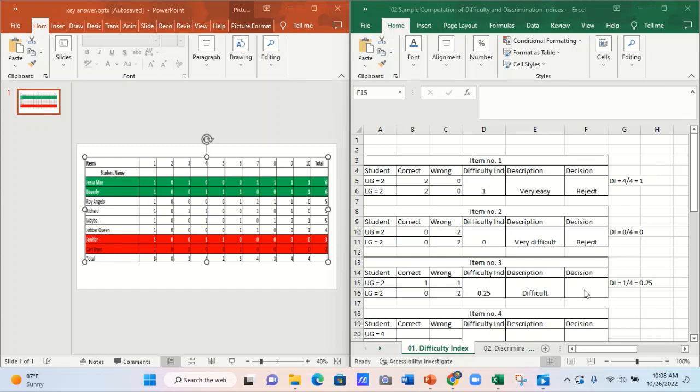for the item, when an item is difficult, we only revise it. There is no need for it to be rejected. So that is our procedure for the difficulty index.